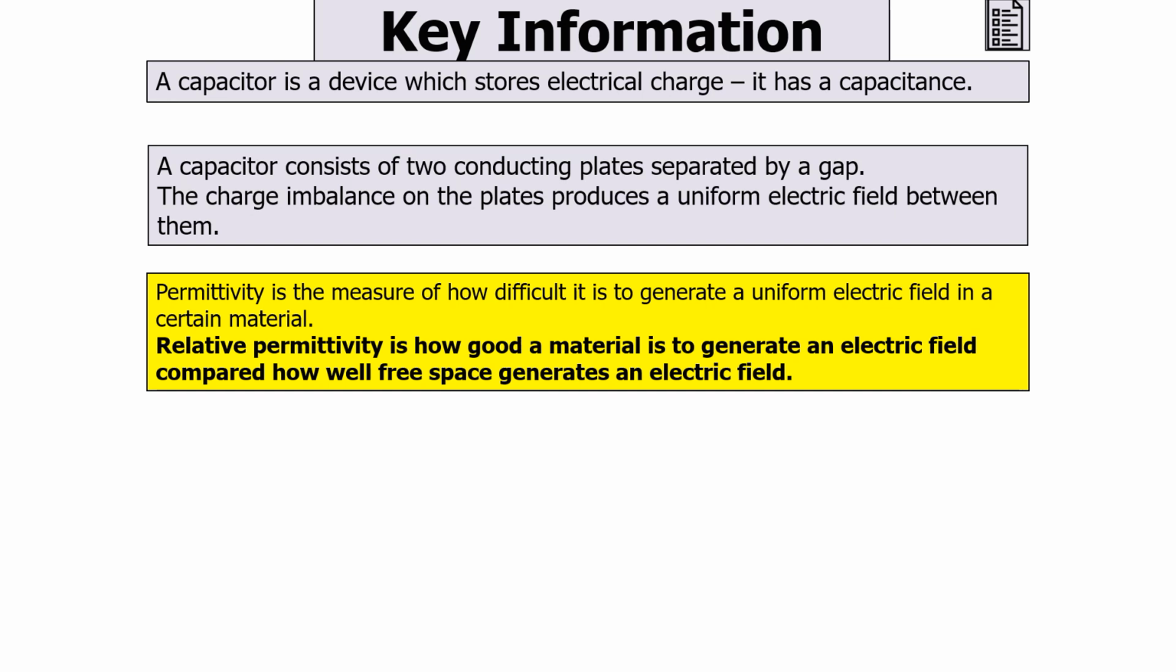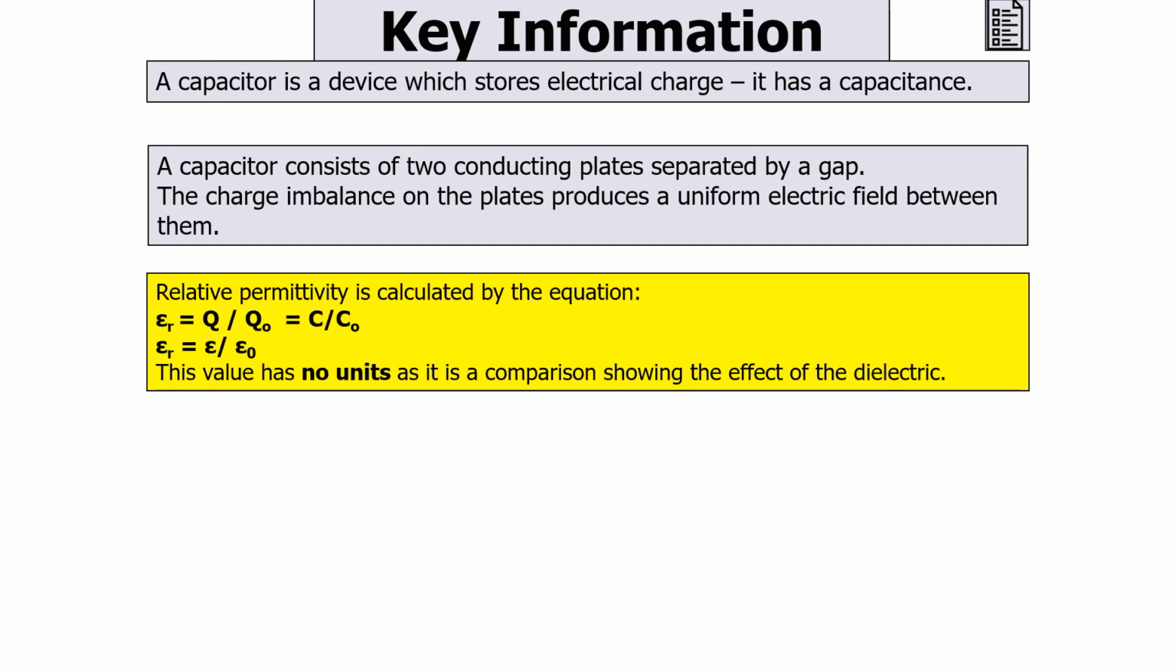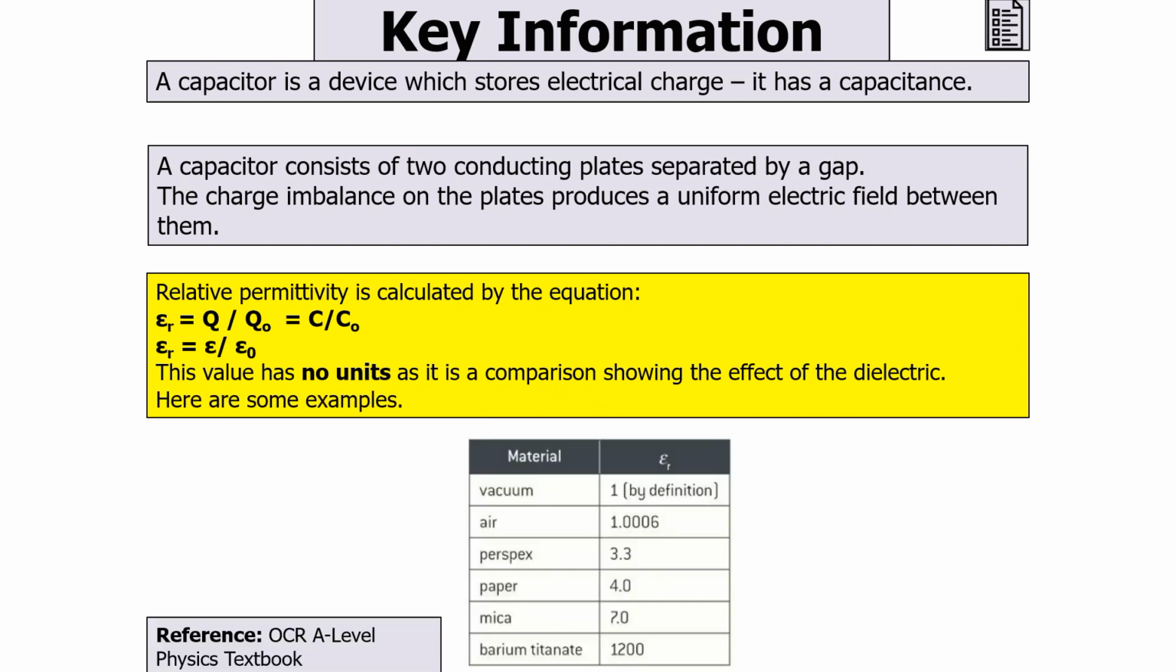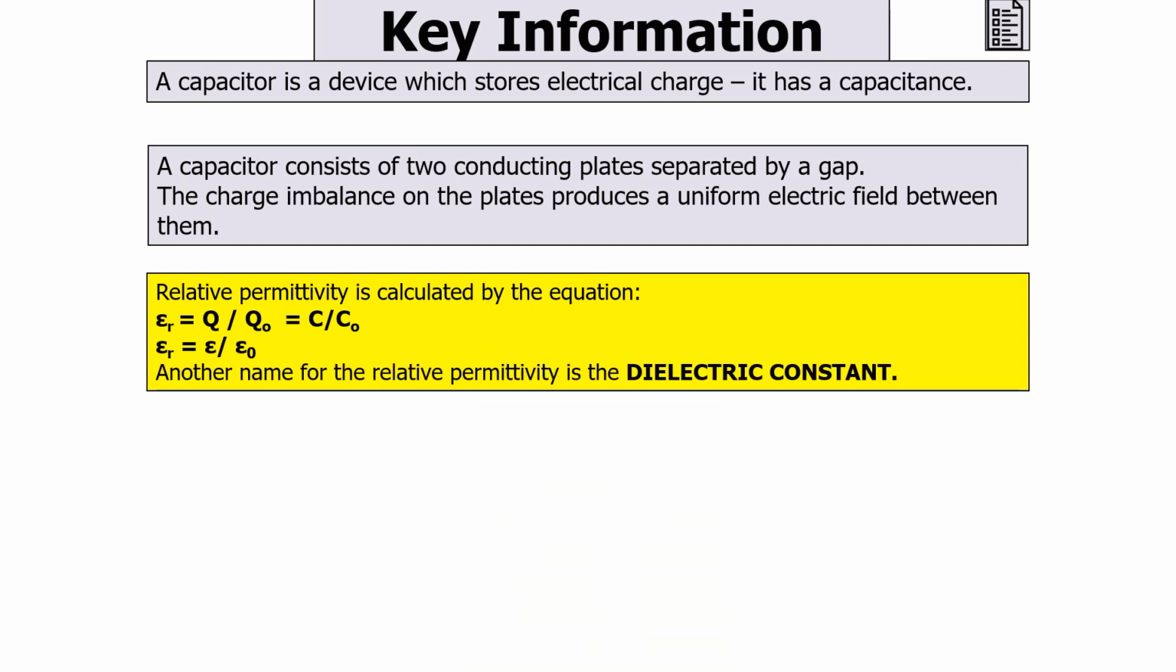Now, relative permittivity is how good a material is at generating an electrical field compared to how well free space generates an electrical field. So relative permittivity is calculated by the equation Q over Q0, C over C0, or ε over ε0. Now this value has no units, as it's a comparison showing the effect of the dielectric. The higher the relative permittivity, the better the insulator the dielectric material is. Now you can see here some examples of dielectric materials and their relative permittivity. Now another name for relative permittivity is the dielectric constant.